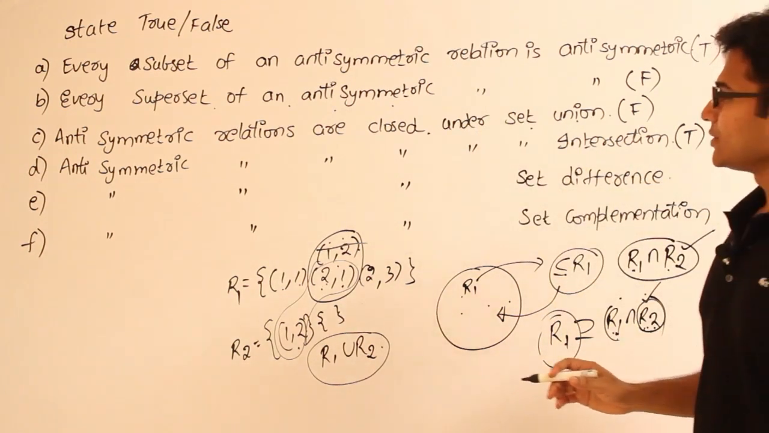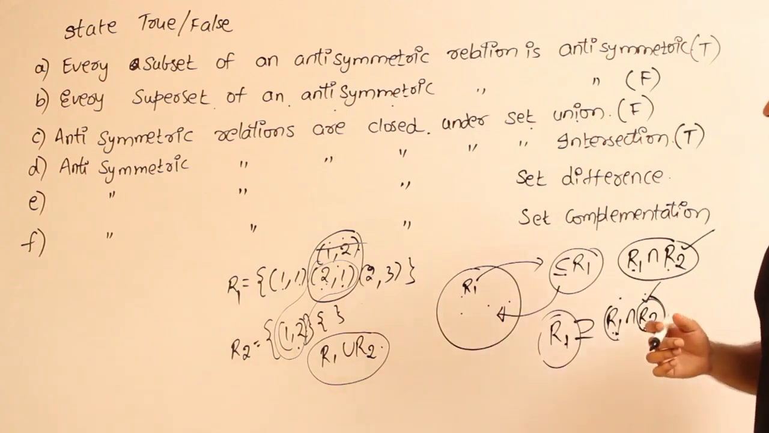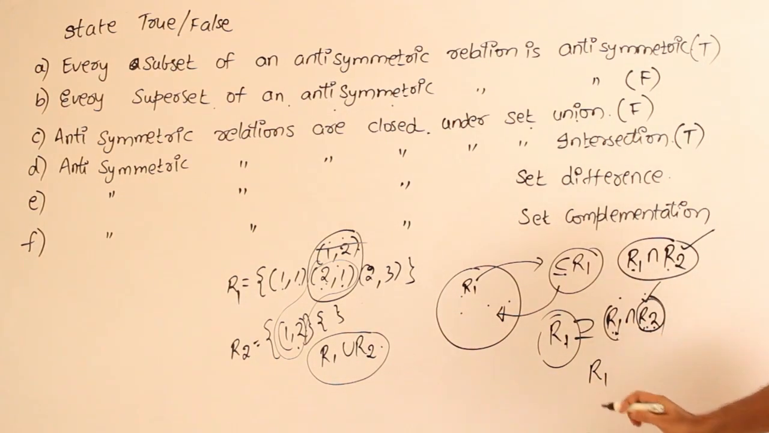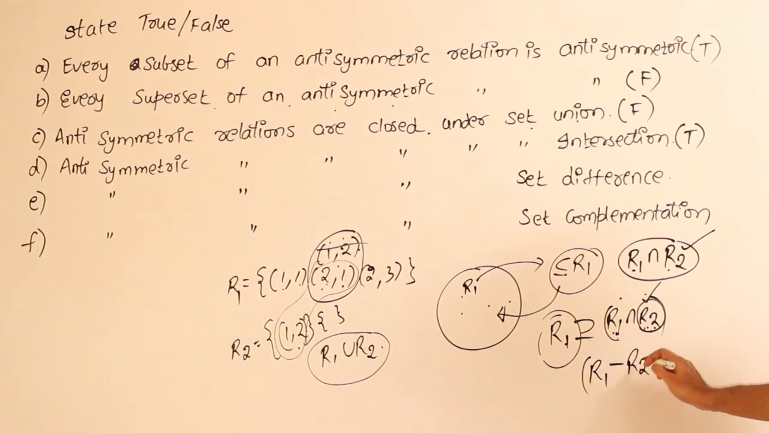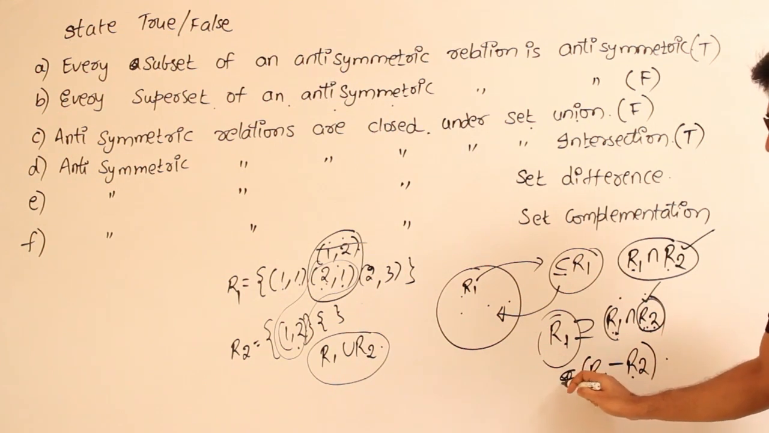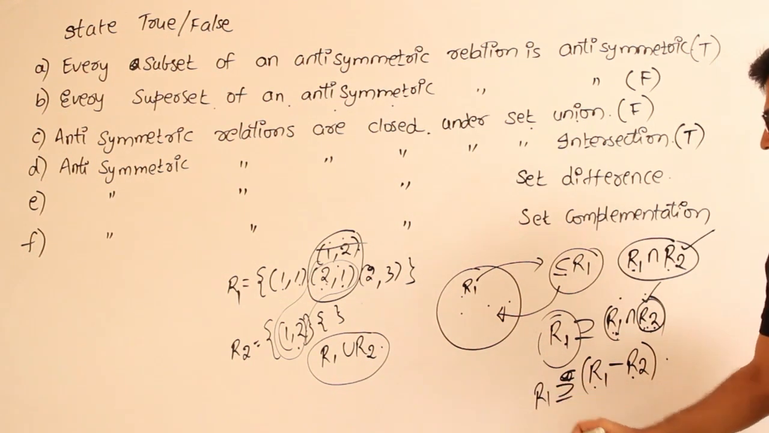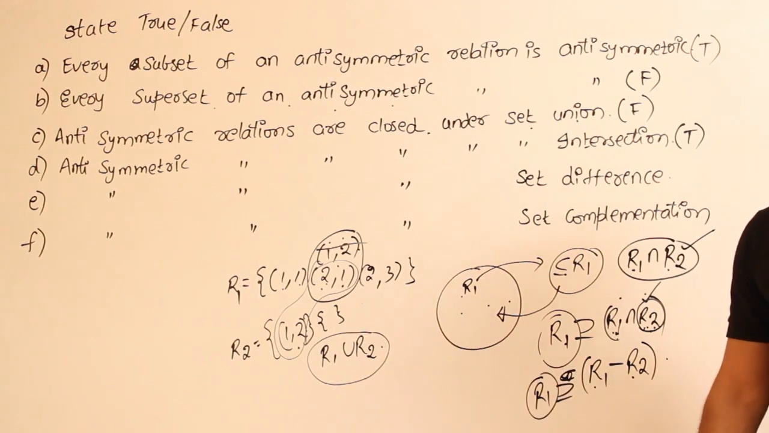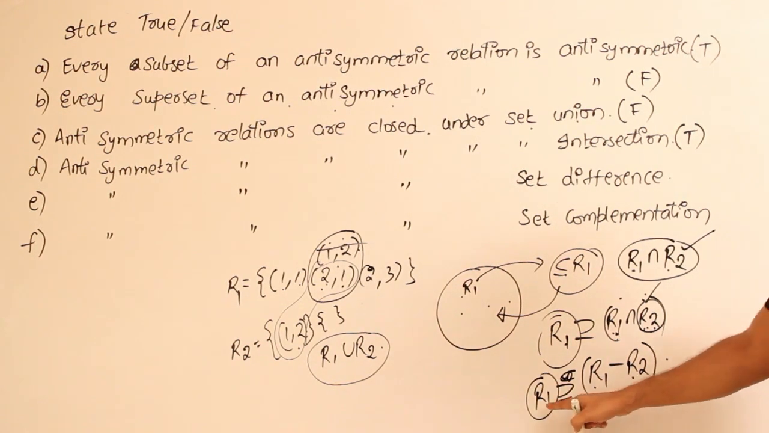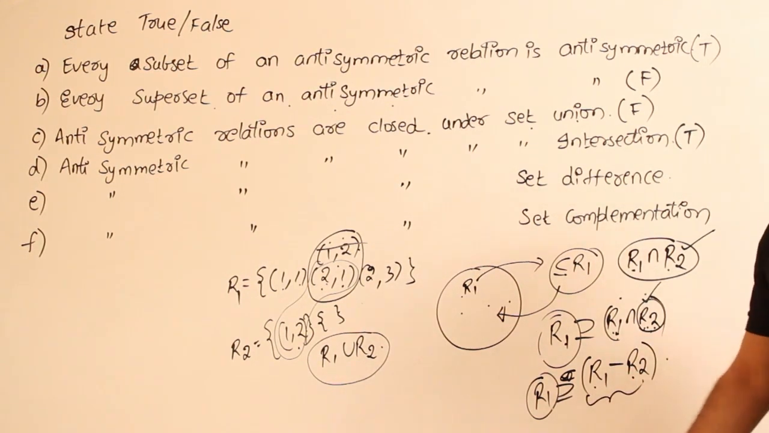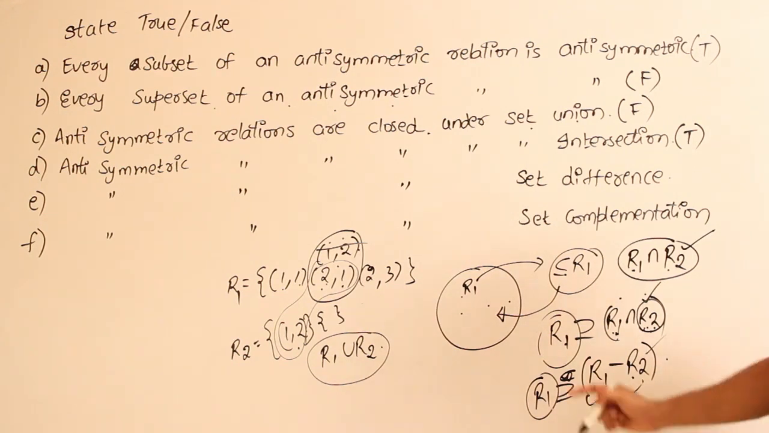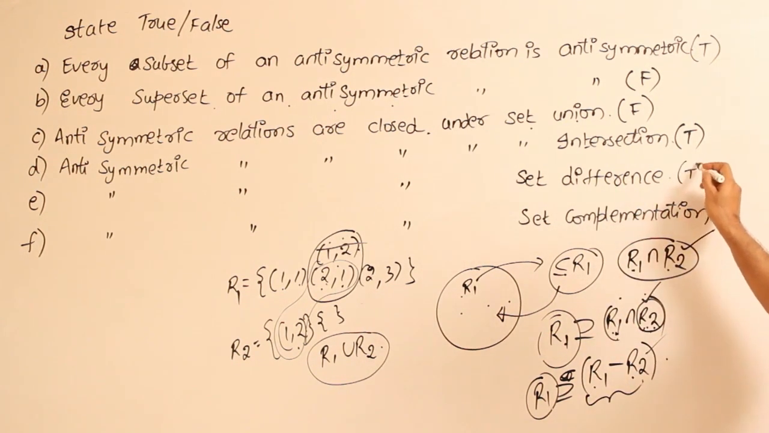Okay. Next one is set difference. They are saying that R1 is antisymmetric and R2 is antisymmetric, then R1 minus R2 is also antisymmetric. It is also true. The reason is R1 minus R2 is again a subset of R1, and R1 is an antisymmetric relation. By definition, every subset of an antisymmetric relation is antisymmetric, so this one is going to be antisymmetric. You need not worry about R2 at all. Got it?